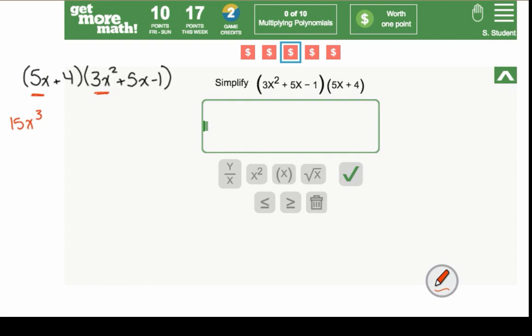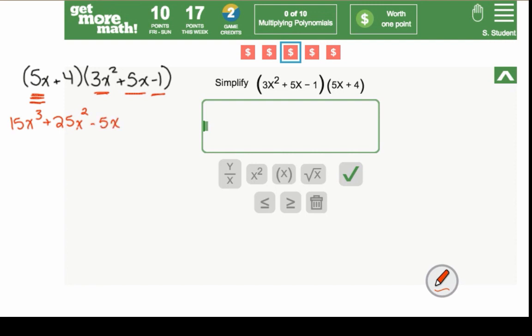Then we're going to take the 5x again and multiply it by the 5x. So 5 times 5 is 25, and then x times x is x squared. And then we're going to do the 5x again times the negative 1. So 5x times negative 1 is a negative 5x.